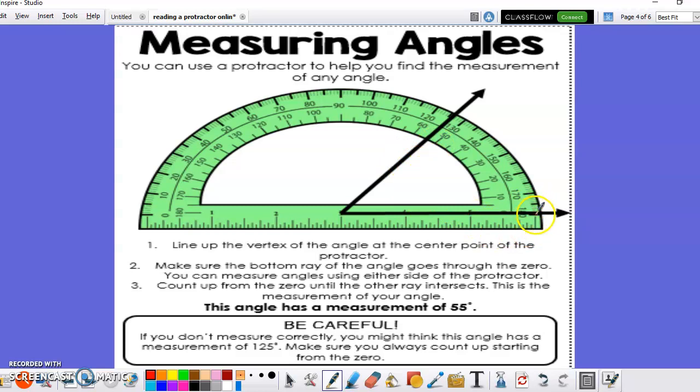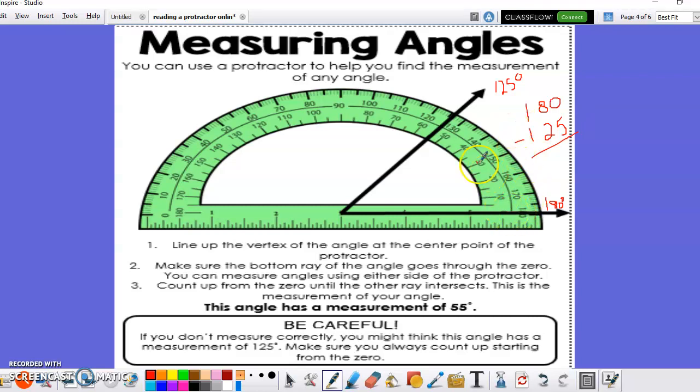Now, if you were to start reading it here on the top, it would make it a little bit harder to figure out what it is. You could count up, or you could subtract. This is 125 degrees, and this is 180 degrees right here. And then you would have to subtract those two: 180 minus 125. And it would still give you 55.